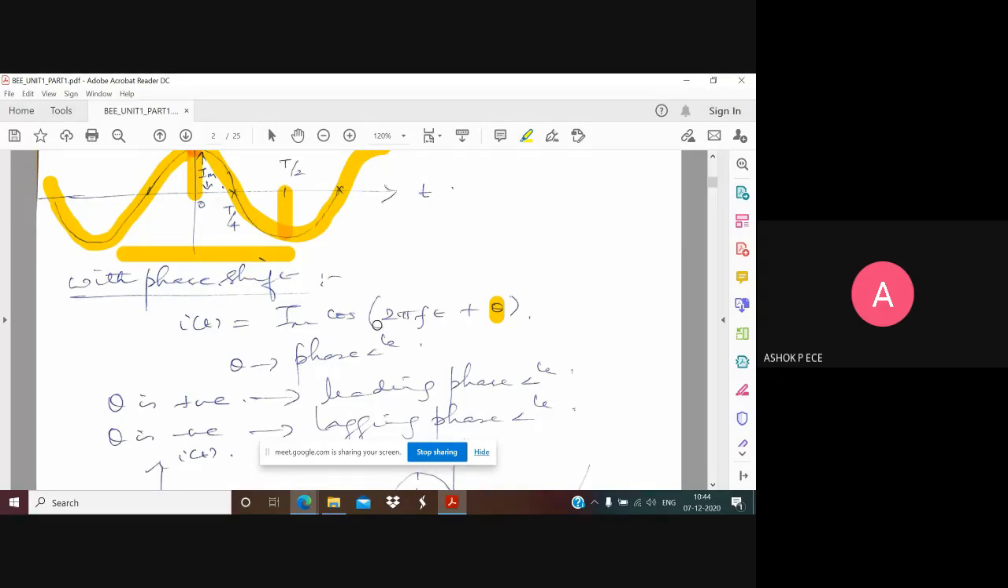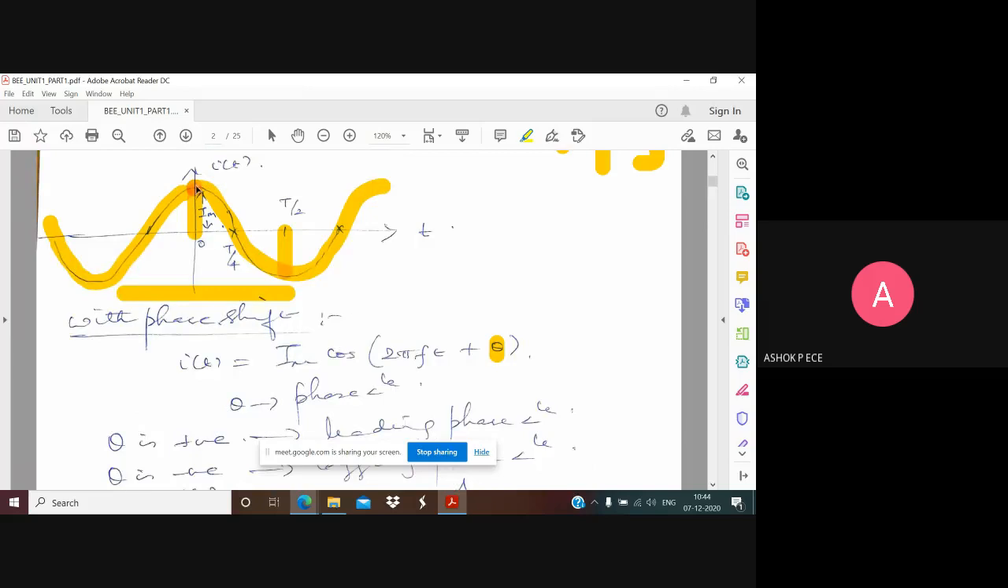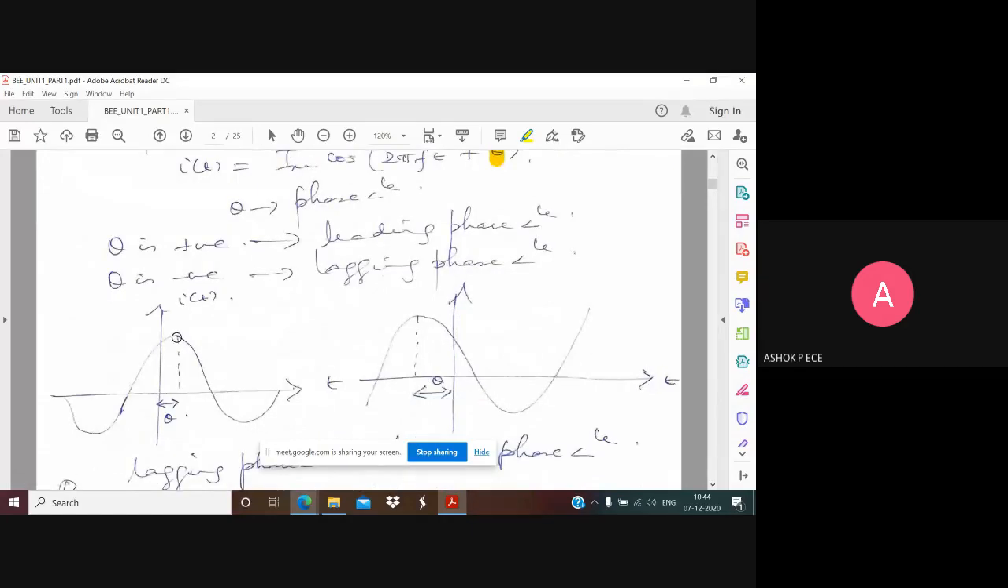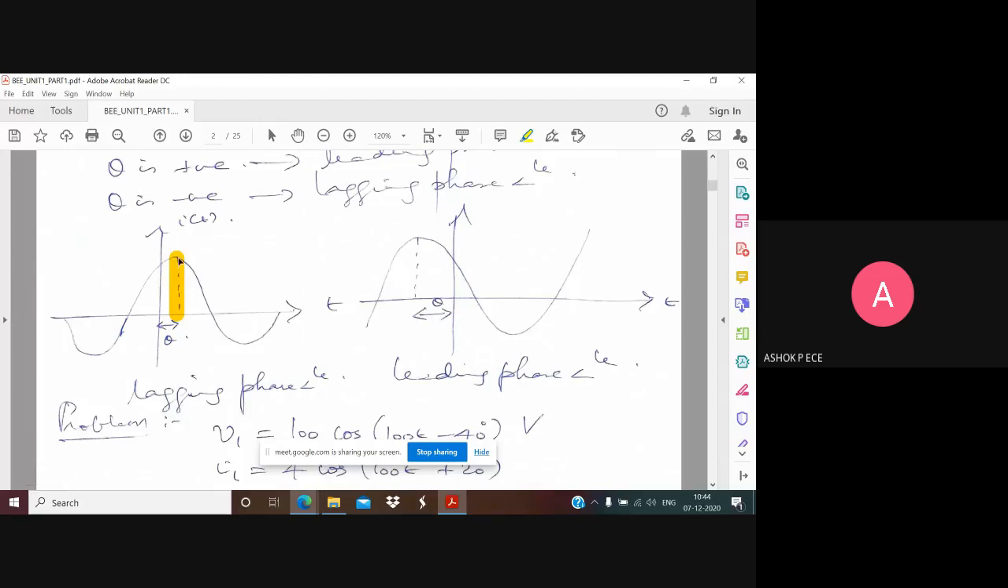In the same way you can understand this phase angle. The cos waveform should ideally start at the maximum at zero, but because of some delay, it will start at a delayed portion. Is this diagram clear to you? See, this cos waveform should start at the maximum at zero.